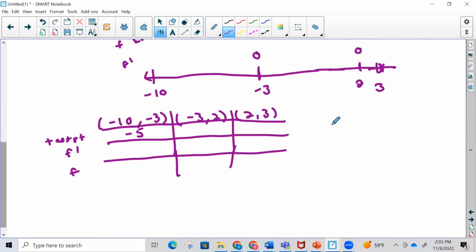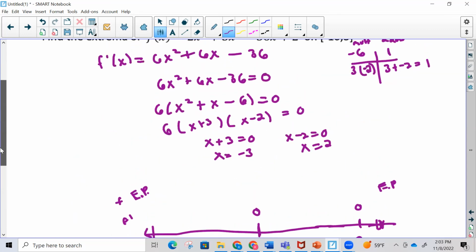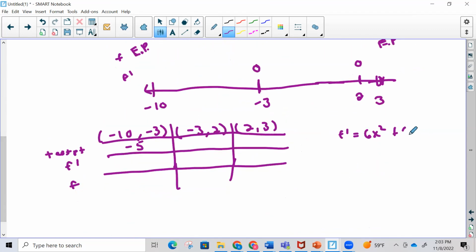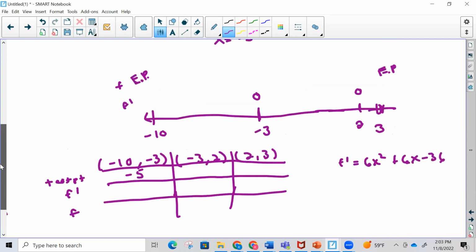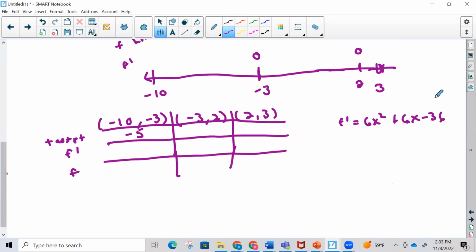So let me write the derivative down here. Now you can use this one, or you can use your factored one. If you're not good at factoring, then stick with the original, so that if you factored wrong, you're not going to get all of this wrong. But what we're going to do is plug negative 5 into this function.